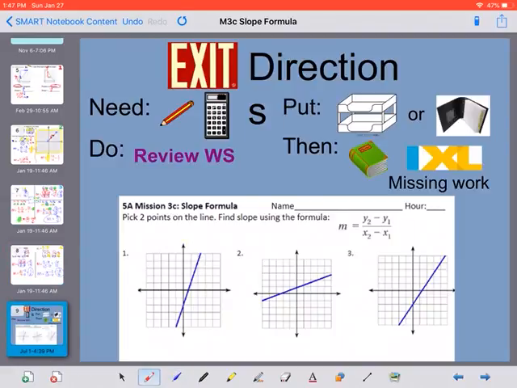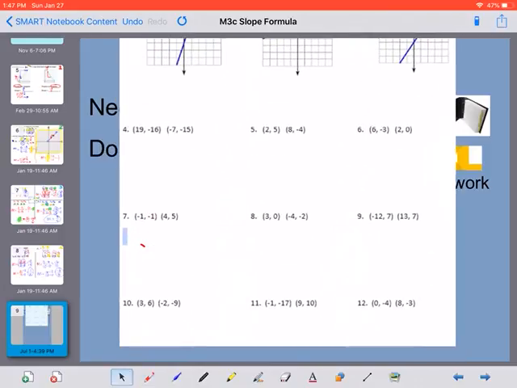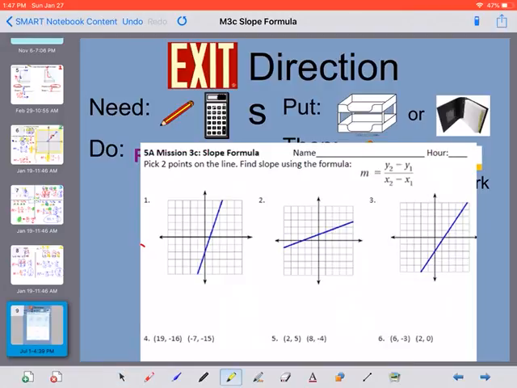You need to pick 2 points on the line and find the slope using the slope formula for the first couple, or you can just count rise over run for the first few. But all of these ones, there's no graph. You need to use the slope formula. That's right here.